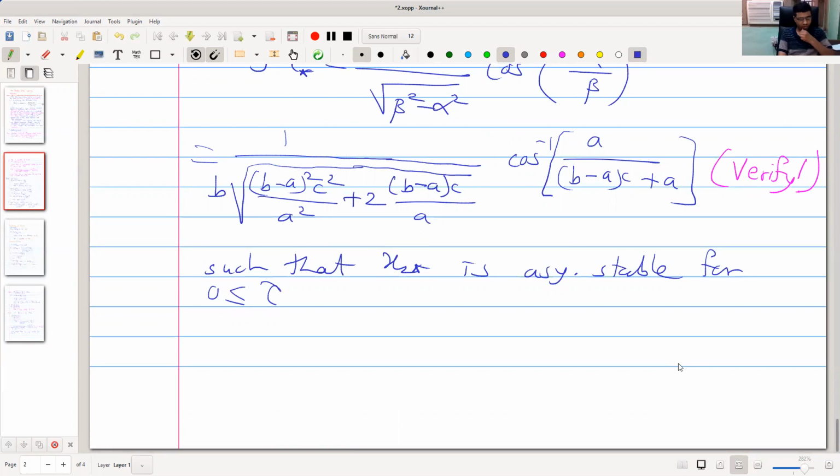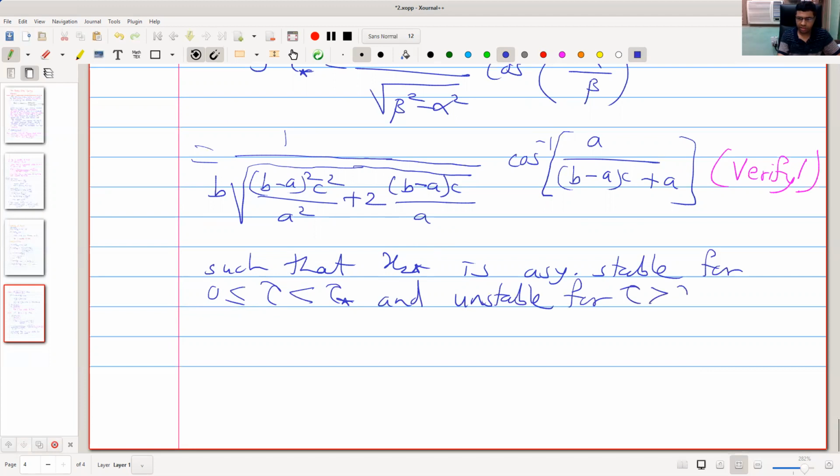So actually tau equal to tau star is Hopf bifurcation point. So usually we get closed orbits at tau equal to tau star. So 0 less equal tau less than tau star. And Hopf bifurcation periodic orbit means it is not an asymptotically stable thing, and unstable for tau greater than tau star.